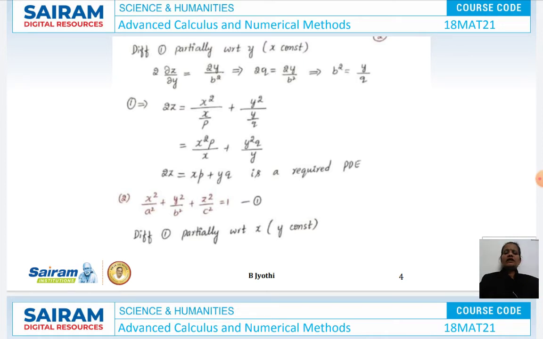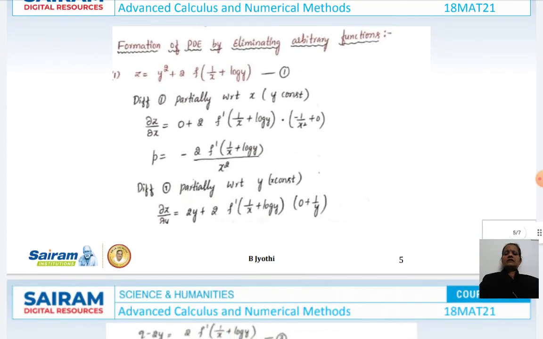Similarly, we have another problem, that is x square by a square plus y square by b square plus z square by c square is equal to 1. I am just giving you the hint, that is differentiate equation 1 partially with respect to x, treating y as a constant, and again partially with respect to y, treating x as a constant. This way it can be proceeded. I will not be solving this problem.